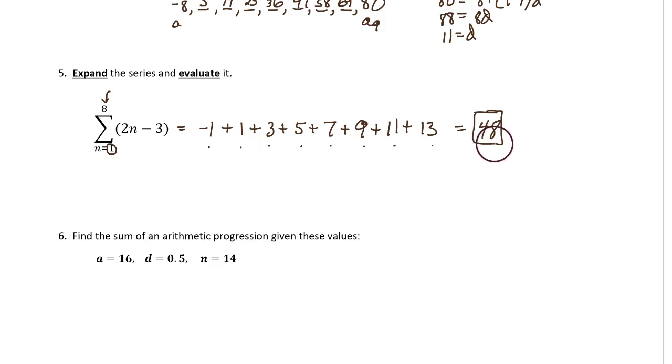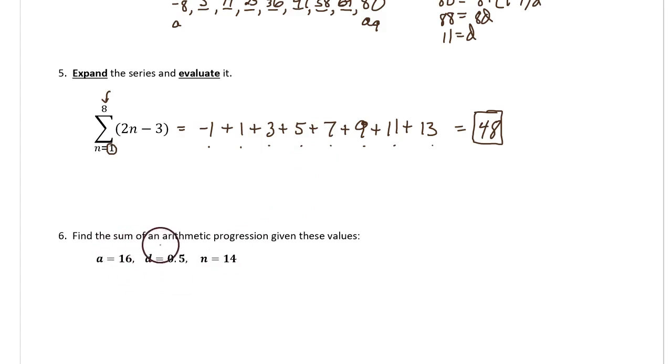We can check that answer 48 using Gauss's technique. -1 plus 13 makes 12. 1 plus 11 makes 12. 3 plus 9 makes 12. And 5 plus 7 makes 12. We can create 4 pairs, each equaling 12. 4 times 12 is 48.